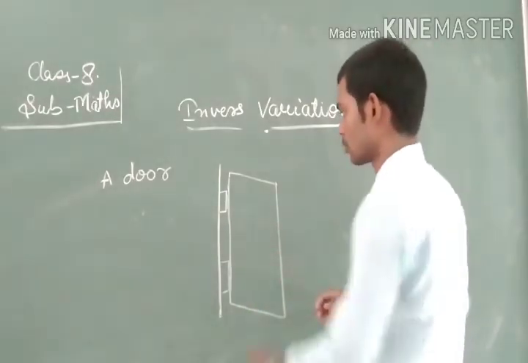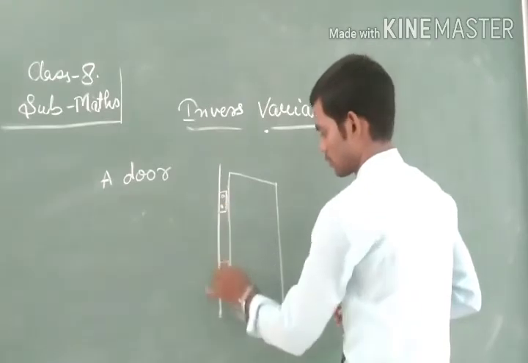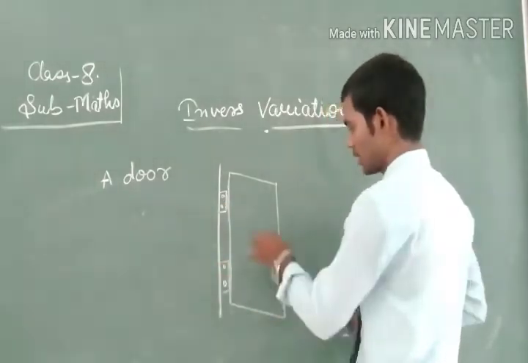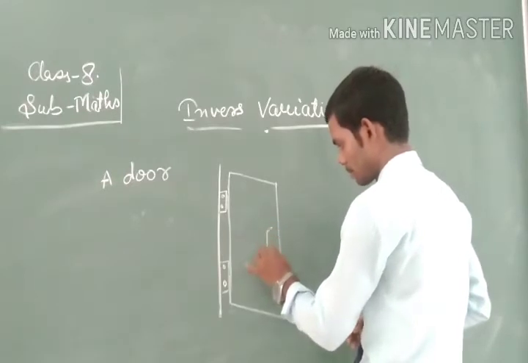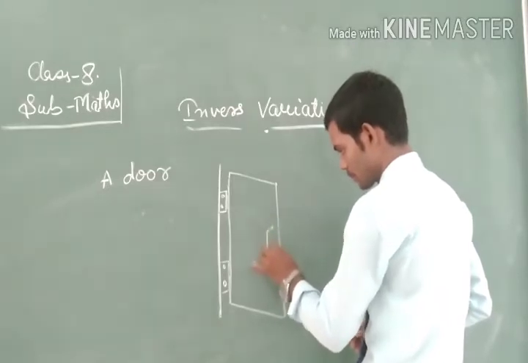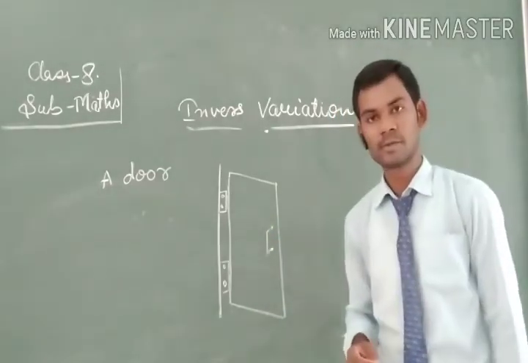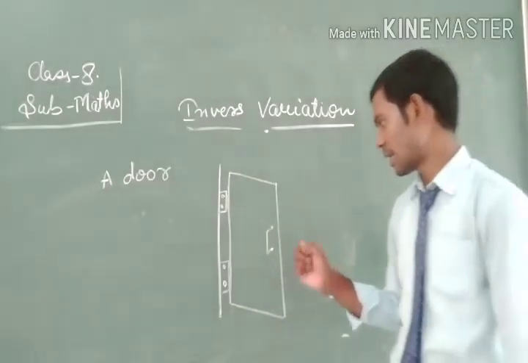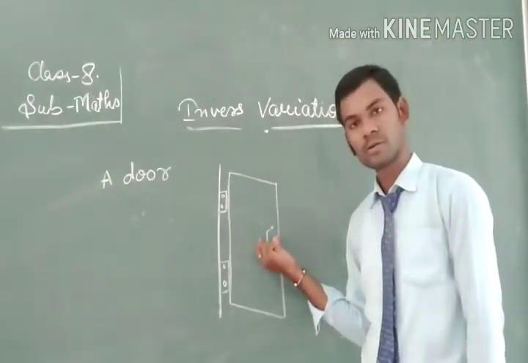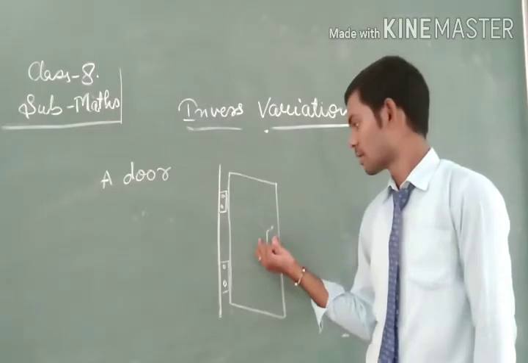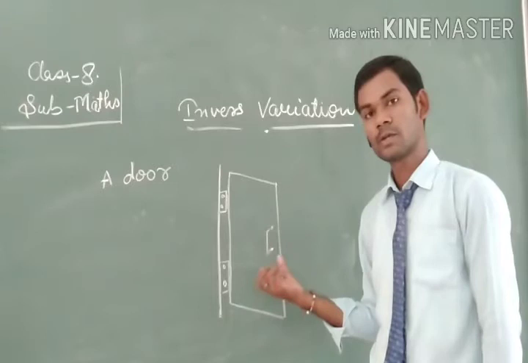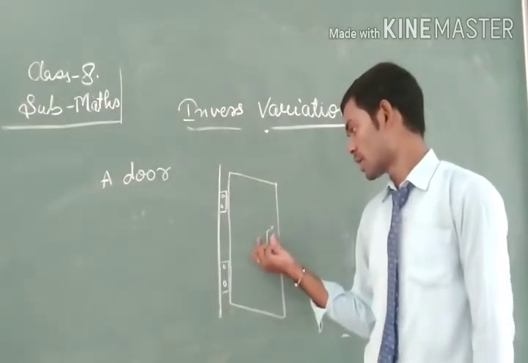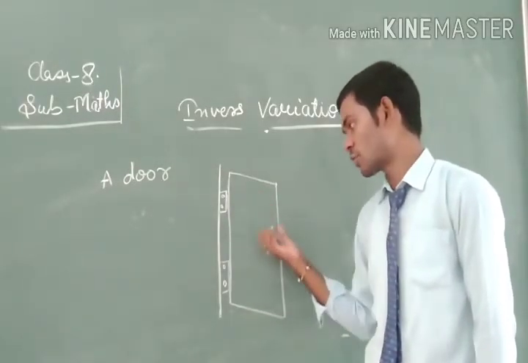This is the door, and this is the handle. Here we can see that the handle of the door has a perfect distance from the wall. The door is far away from this joint.